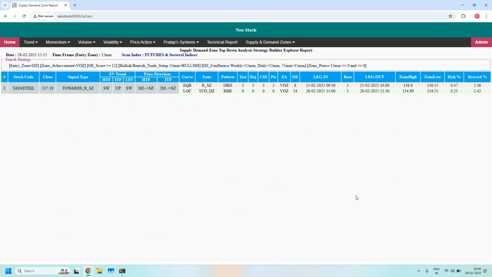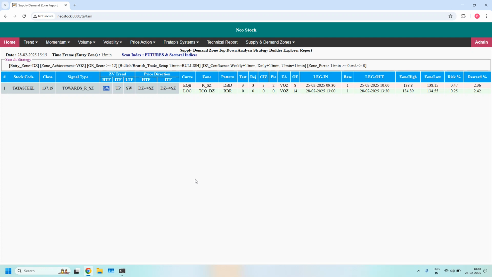we got one stock. In this stock, this 15 minutes demand zone is overlapped with 75. Both together are again overlapped with daily. And the daily trend is sideways. So no need to check for EMA confluence, because EMA does not give any advantage in a sideways trend. So this is a bullish trade setup for daily income trade.